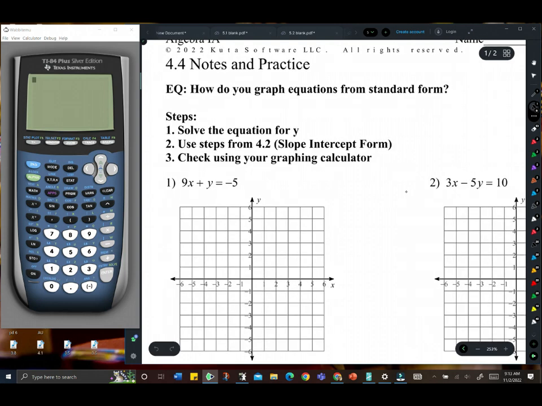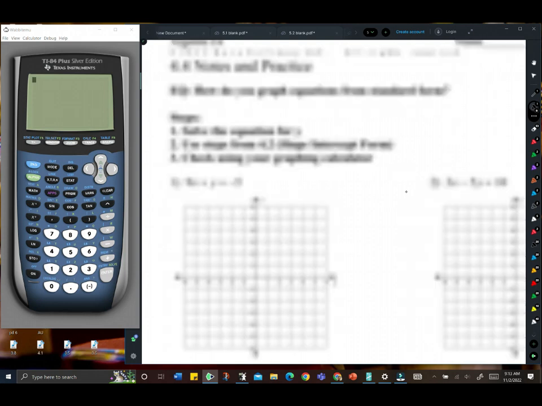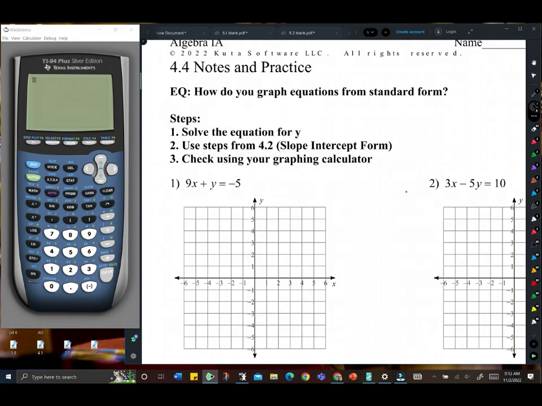Today, we are going to be graphing equations from standard form. So a little bit of a new form here, different than slope-intercept form. First off, what is standard form?